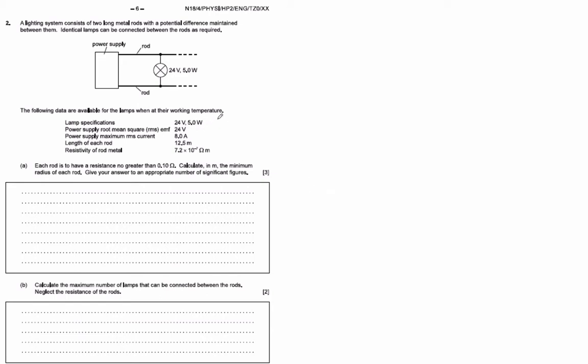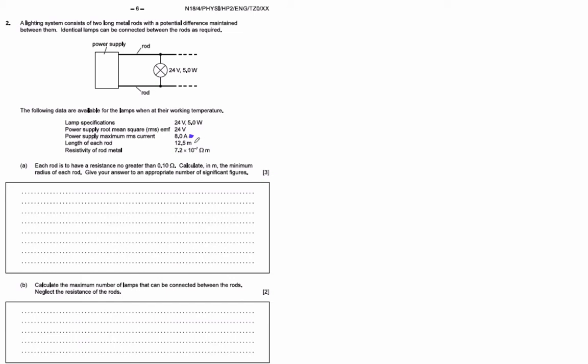Lamp specifications: 24 volts, 5 watts. Power supply: mean square EMF, root mean square, RMS. Okay, that's the one we use, right? Power supply maximum RMS current. So this is the maximum it can put out, right?